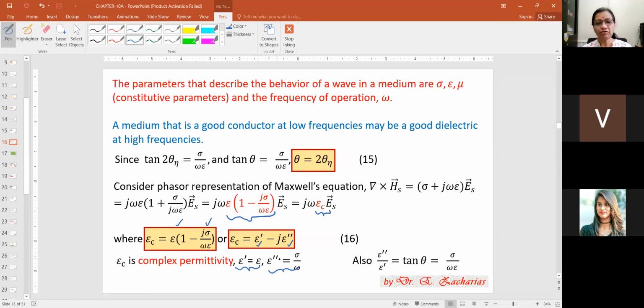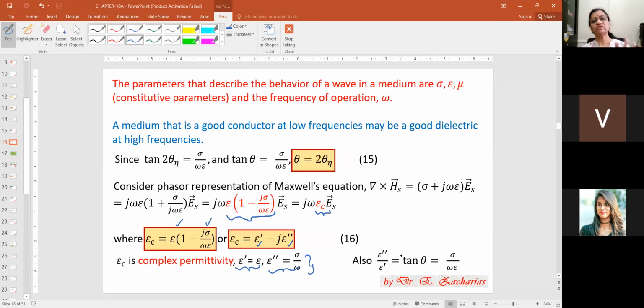If you manipulate these two expressions, you are also able to see that the ratio of the imaginary part of the permittivity to the real part is equal to the loss tangent, which is sigma by omega epsilon. So all these are related.